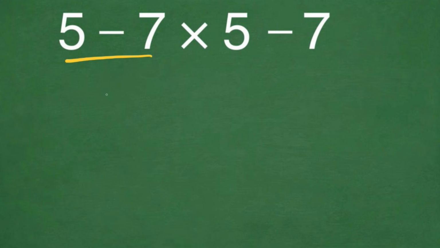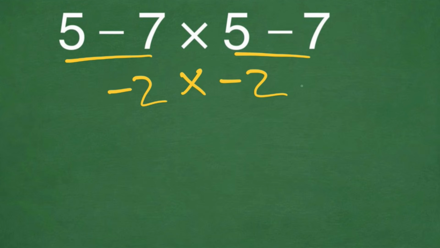5 minus 7 gives us negative 2. And again, here we have 5 minus 7, which again gives us negative 2. And negative 2 times negative 2 is equal to 4, because negative times negative is positive and 2 times 2 is 4. But this answer is not correct.